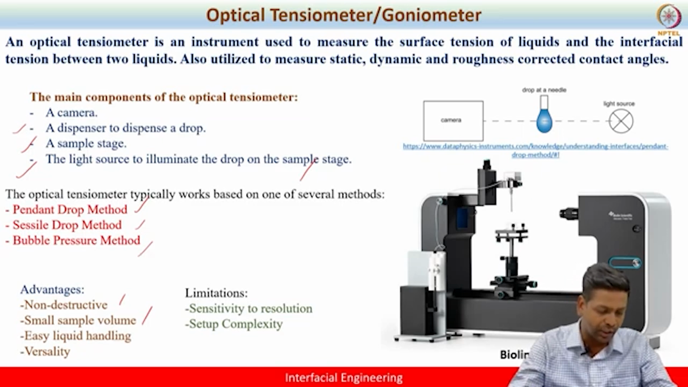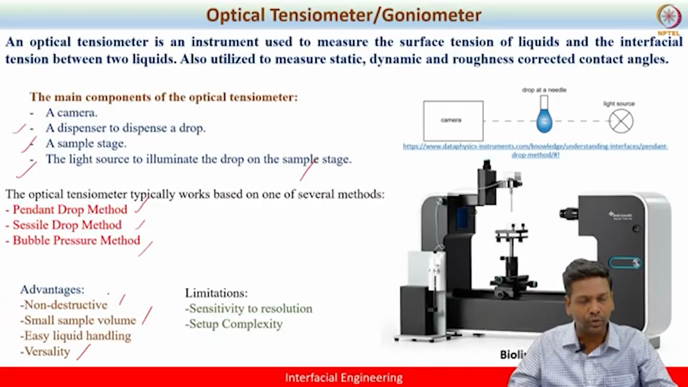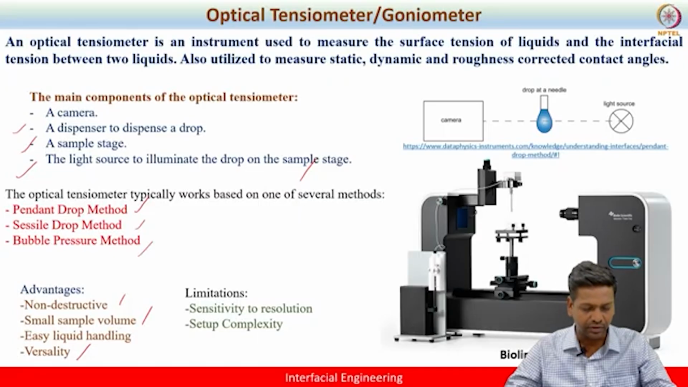Unlike the force tensiometer, you don't need to worry about the probe we use, let's say the linear plate or Du Noüy ring. Both are made of platinum or a special alloyed material. Also, in a force tensiometer, we often need to ensure cleaning after every cycle. But in this case, you don't really need to worry about those factors.